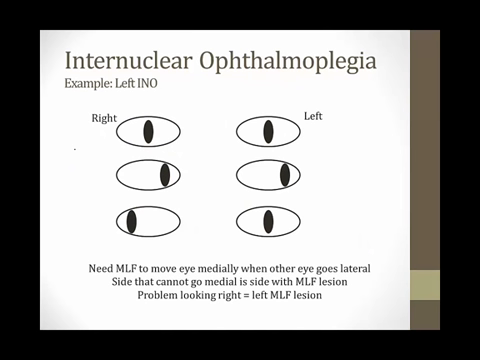To make this more clear, let's consider the example of a patient who has a left internuclear ophthalmoplegia. This patient will have eyes that are midline at rest, and when the patient tries to gaze to the left, everything will be okay. In other words, if they try to look left, the right eye will move left and the left eye will move left, and everything will appear normal. However, when this patient attempts to gaze to the right, there will be a problem. The right eye will move to the right as it should, but the left eye will not move medially past the midline. That's because there is a problem with the left medial longitudinal fasciculus, and thus we say this patient has a left internuclear ophthalmoplegia.